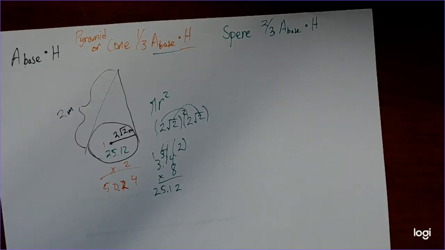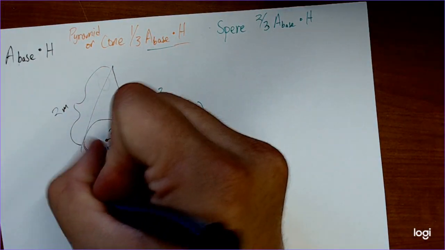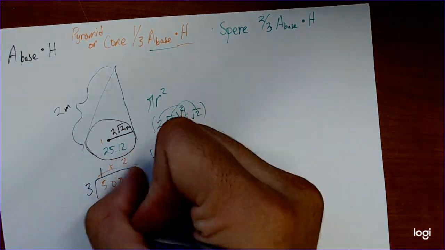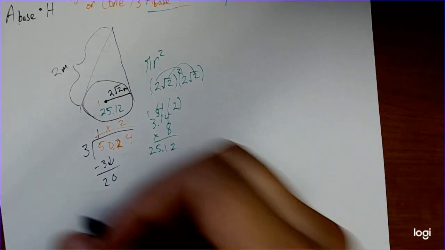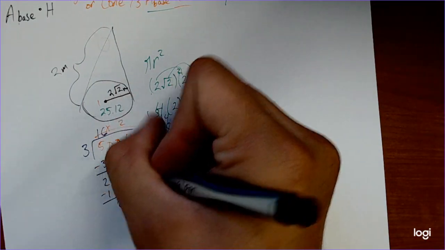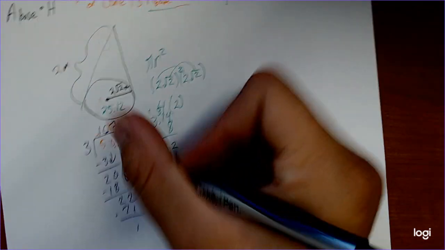Last step, I can't forget, I need to divide by 3 or multiply by 1/3. I'm just going to divide by 3. So 3 goes into 5 one time, got 2 left over. Bring down the 0. 3 goes into 20 6 times. 6 times 3 is 18. Bring down the 2. 3 goes into 22 7 times. 7 times 3 is 21.